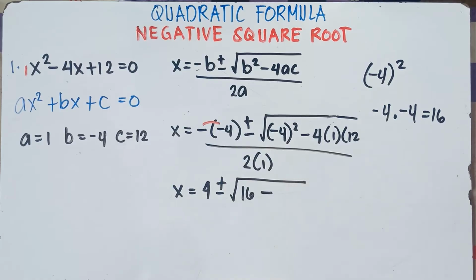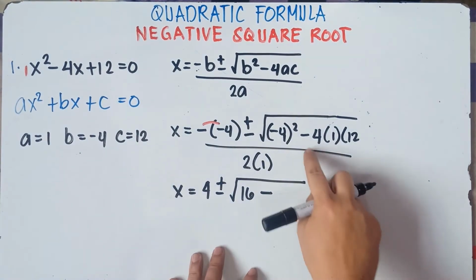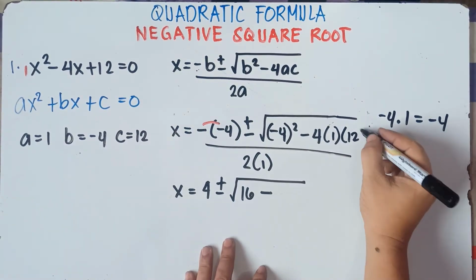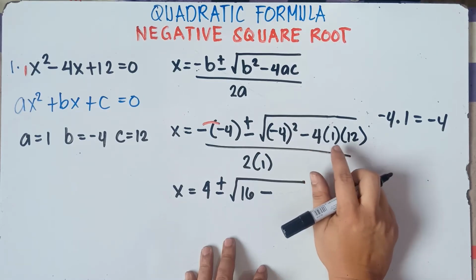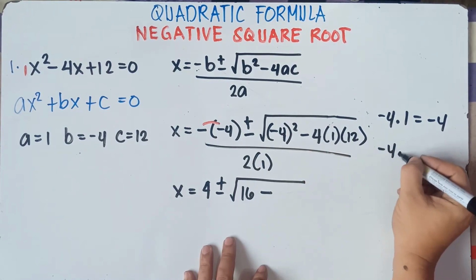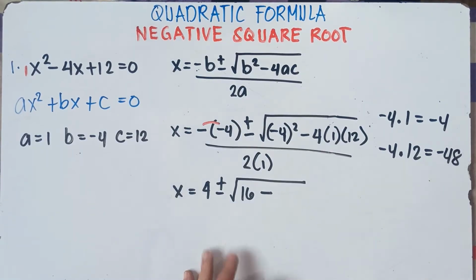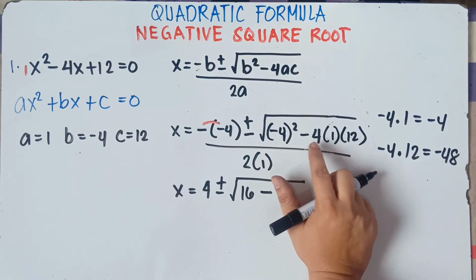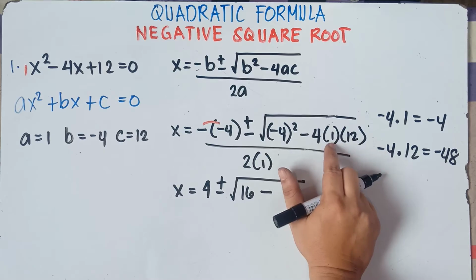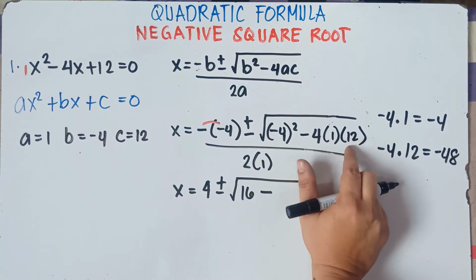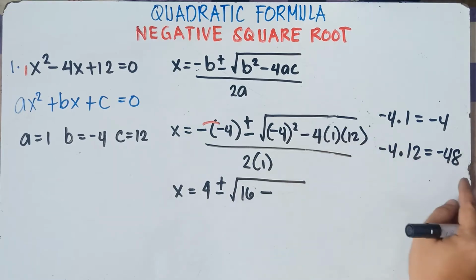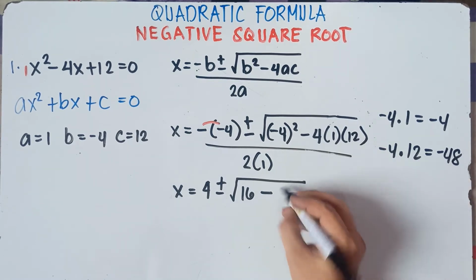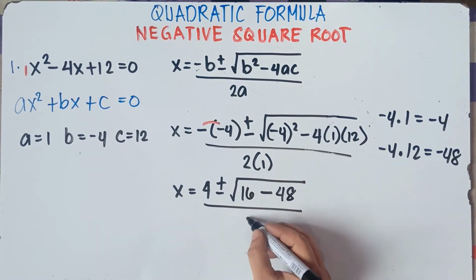So 16 minus, then you multiply this one, negative 4 times 1, that's negative 4. And then, after you multiply negative 4 times 1, you multiply negative 4 times 12. Negative 4 times 12 will be negative 48. So once again, class, negative times positive is negative. Negative 4 times 1 is negative 4. Negative 4 times positive 12, negative times positive is negative, 4 times 12 is negative 48. I hope you got this one, class. And then 2 times 1, that is 2.